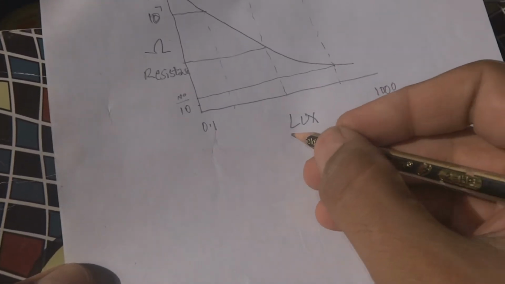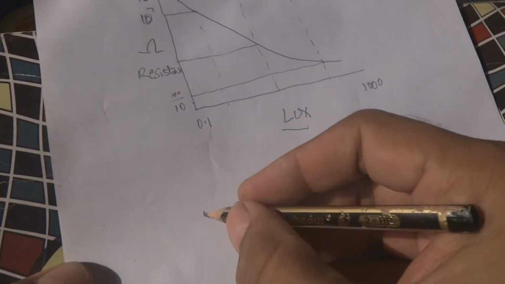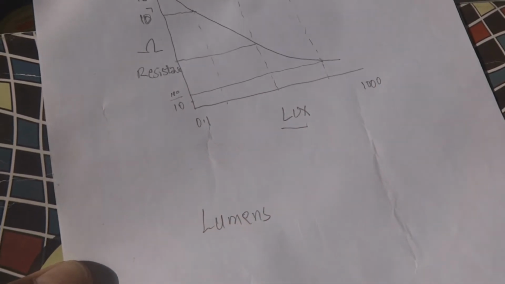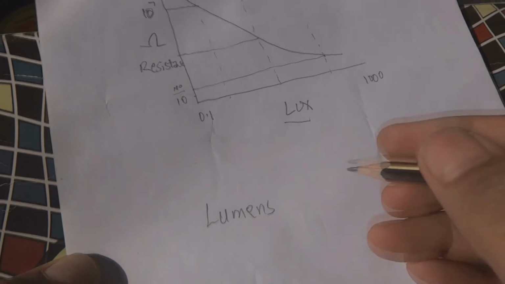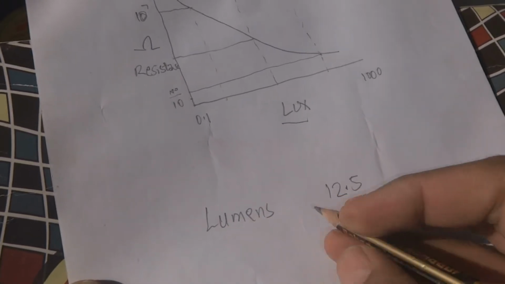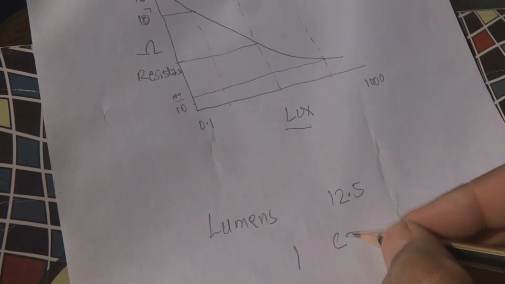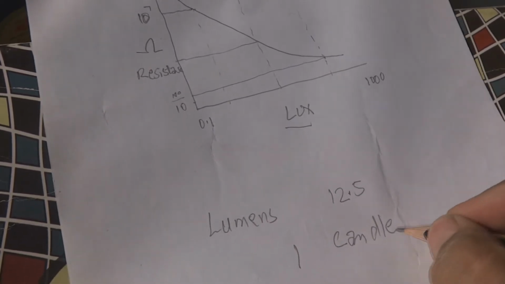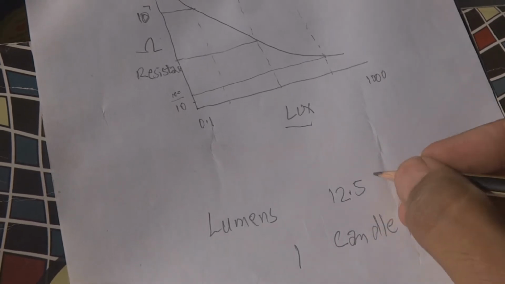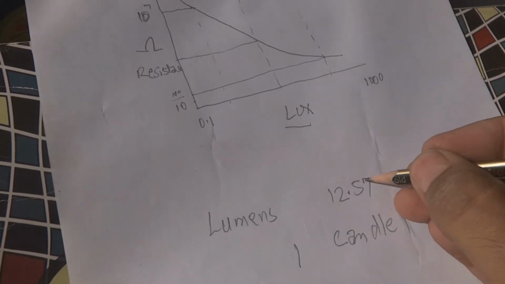So what is lux? Lux is lumens. There is a particular quantity in the lumens. 12.57 lumens is 1 candle power. This is the light unit. Candle power is a light unit, as you know. So 1 candle power is equal to 12.57 lumens.